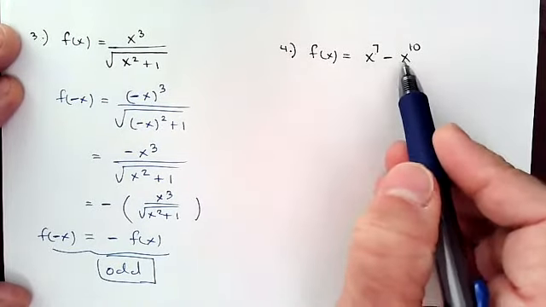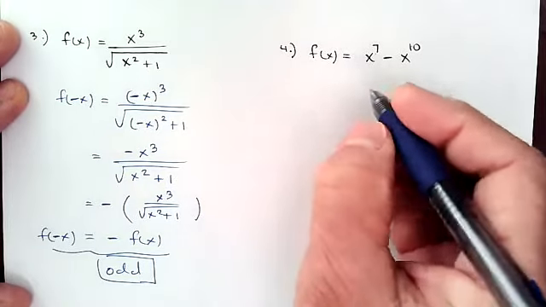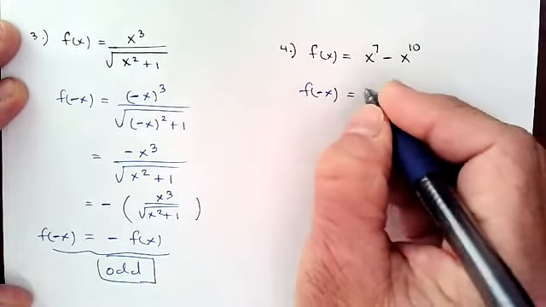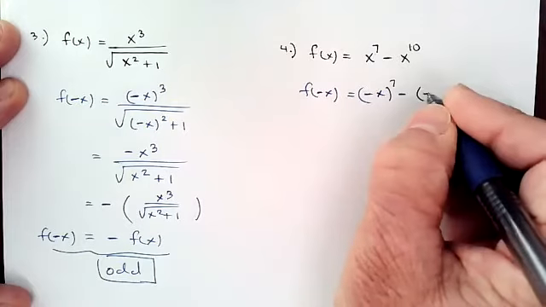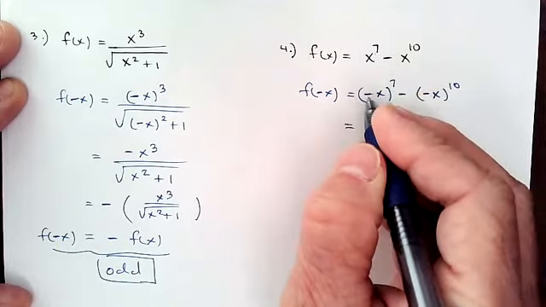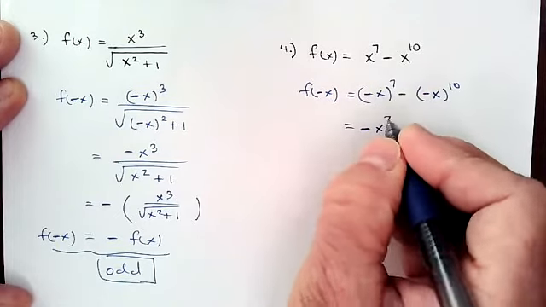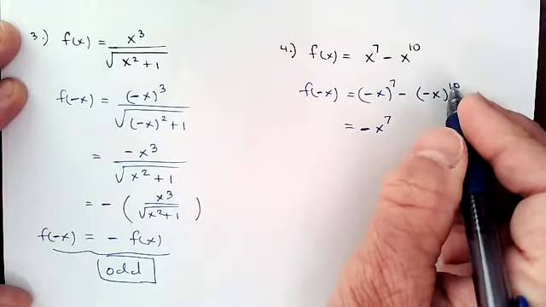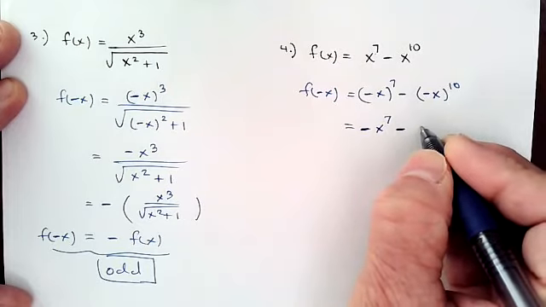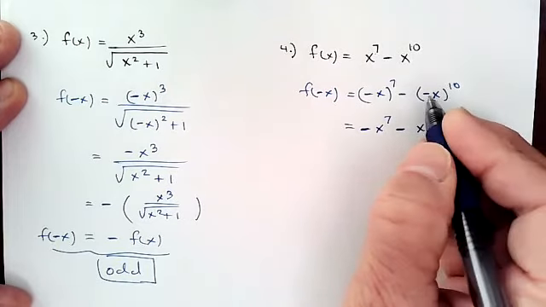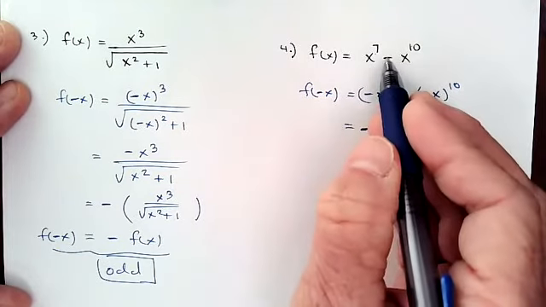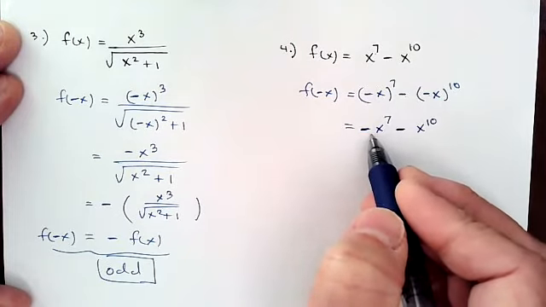Okay, x to the 7th minus x to the 10th. Let's see what happens. Plug in negative x. Here you've got an odd power, so a negative number to an odd power is going to come out to be negative. A negative number to an even power like 10 is going to be positive, but there was a negative in front, right? So this is going to be minus x to the 10th. That's positive, but there was a negative there. Now you got to be careful. That almost looks like you would say, hey, that's the negative of what I started with, right? But we've got to be a little bit careful.